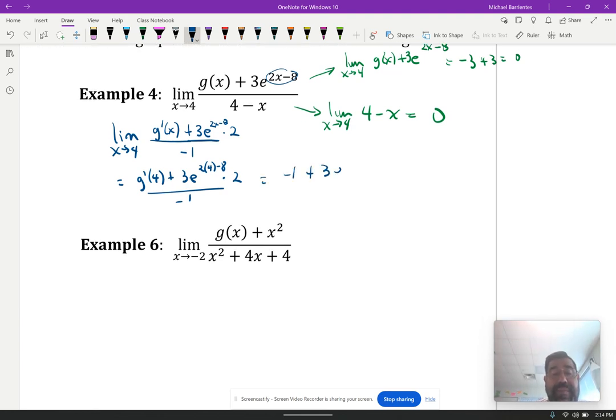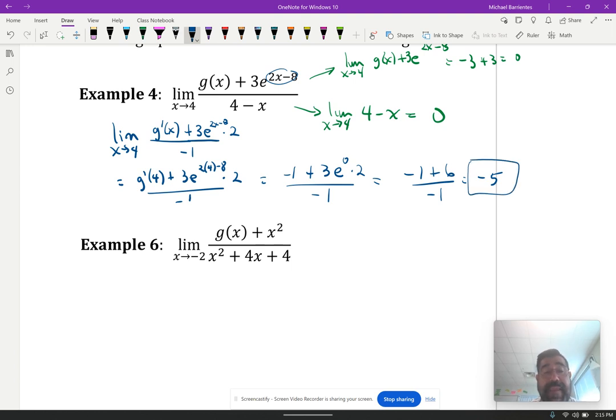Plus 3 times e, well, this is going to be 0 again, times 2 all over negative 1, which is negative 1 plus 6 divided by negative 1, and that's going to give me negative 5. 3 times 1 times 2 is 6, and then plus negative 1 is 5. I'm sorry, that's positive 5, and then divided by negative 1, then it is negative 5. But I found the limit value. This is what the limit is.